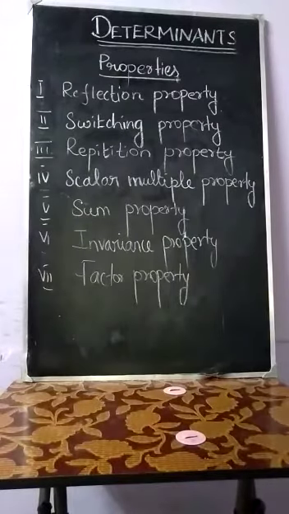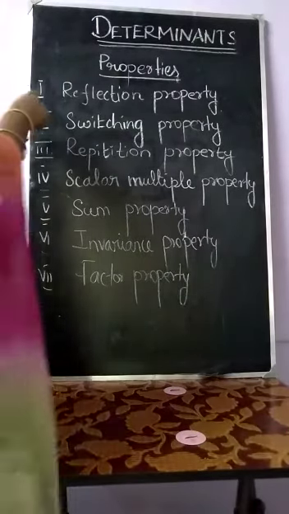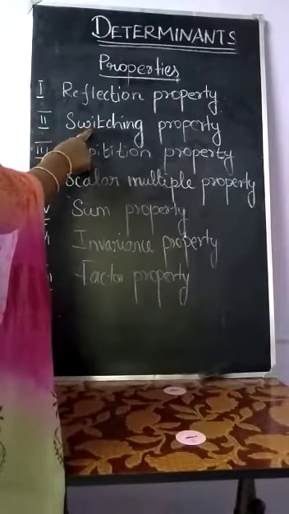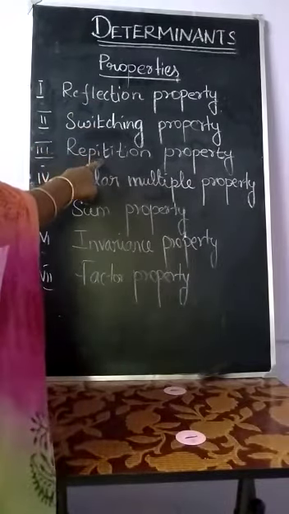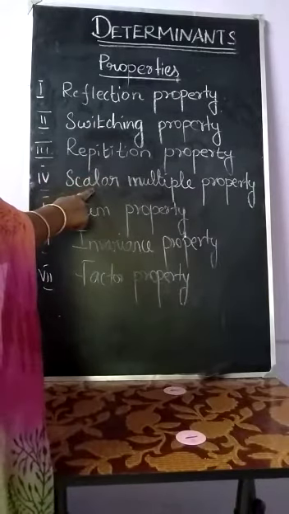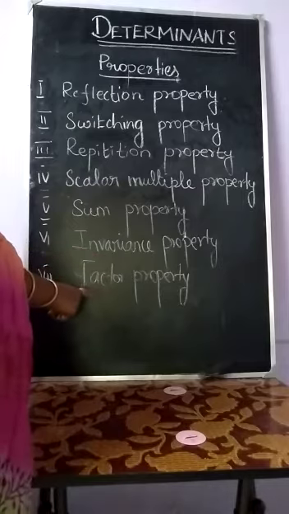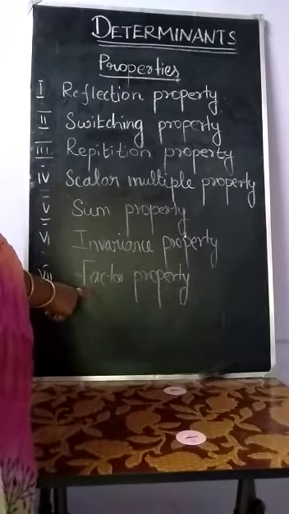Next, properties of determinants. The first one, reflection property. Second, switching property. Third, repetition property. Fourth, scalar multiple property. Then sum property, invariance property. The final one is factor property.